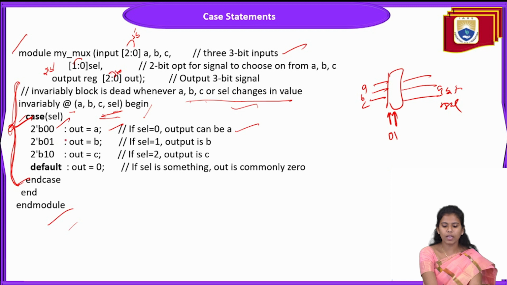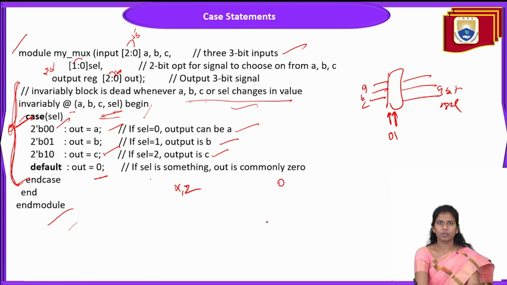If it is 0 1, my output is B. And if it is 1 0, the output is C. If my selection line is 2, my output is 3. Now, what happens by default? If selection is something that is X or Z, the output is commonly 0. So I end with the end case and finally terminate the syntax with the end module.